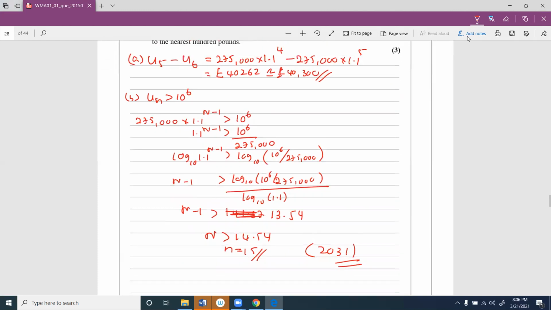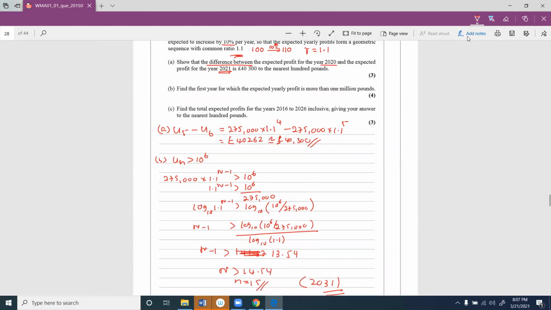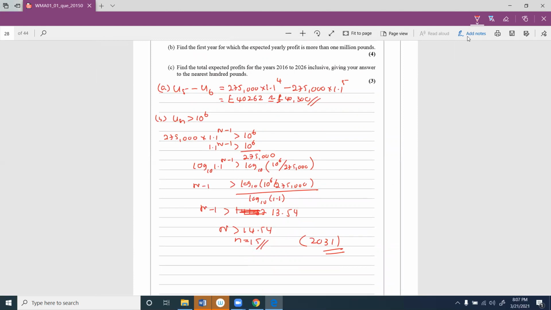Then the next part, what we need to find is the total expected profit from 2016 to 2026, inclusive of that. So let's see how many years there were. 16, 17, 18, 19, 20, 21, 22, 23, 24, 25, 26. Sum of 11 terms. S11 is a times r to the power 11 minus 1 over r minus 1. From here, you can get the final answer for that.